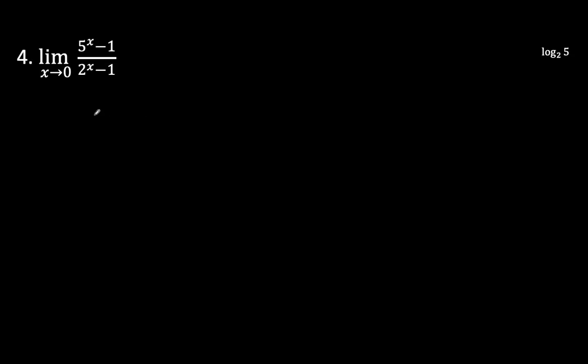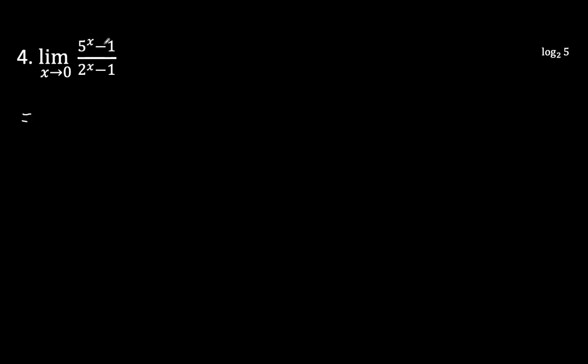Okay, in number 4, the limit of 5 raised to x minus 1 all over 2 raised to x minus 1 as x approaches 0. And then again, we want to express the given problem in terms of the expression given in the theorem. So how do we do that?